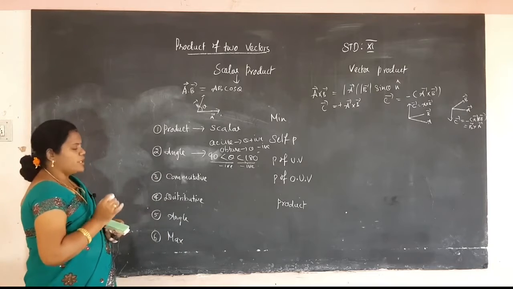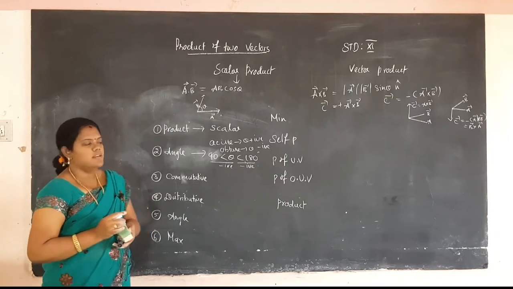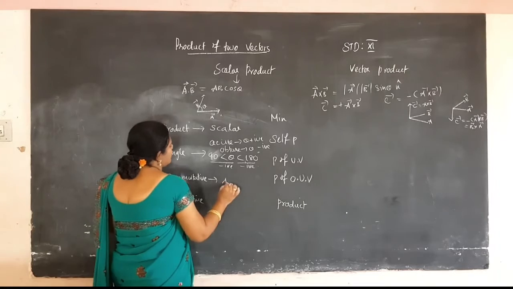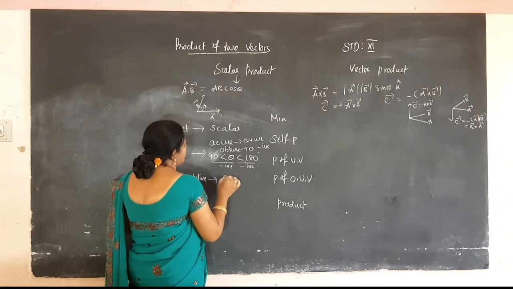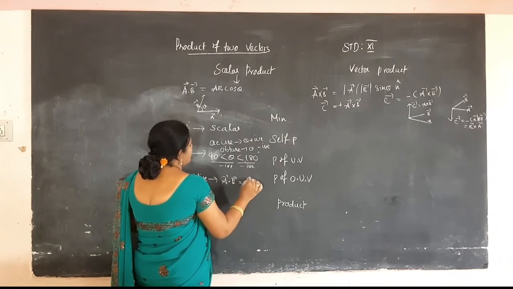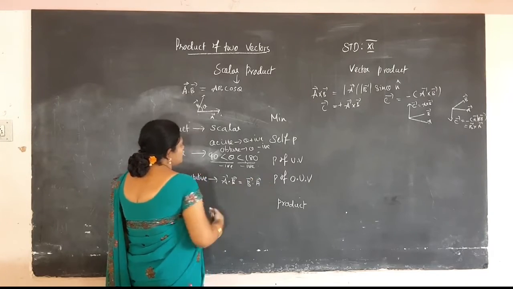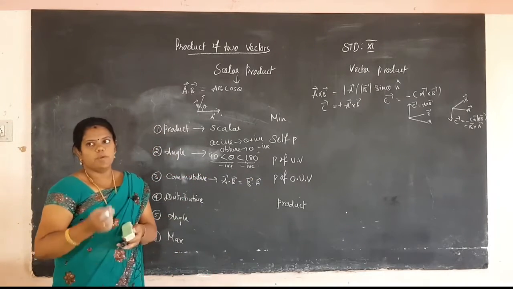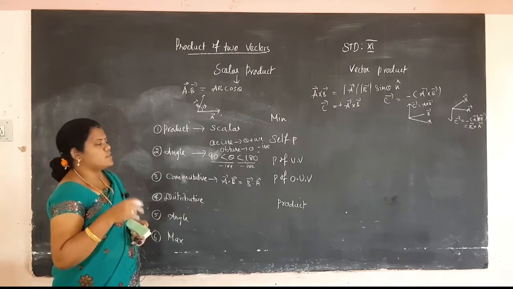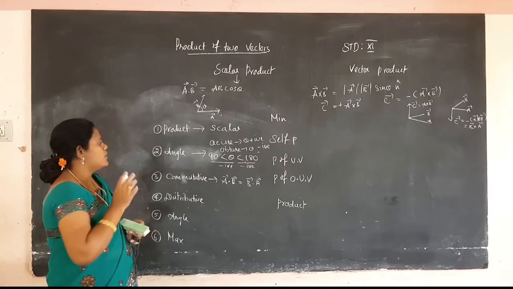And then the commutative law. What is the meaning of the commutative law? A vector dot B vector is equal to B vector dot A vector. This is the commutative law. So the scalar product of two vectors obeys the commutative law.